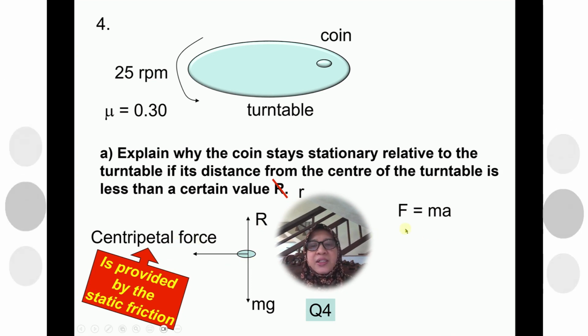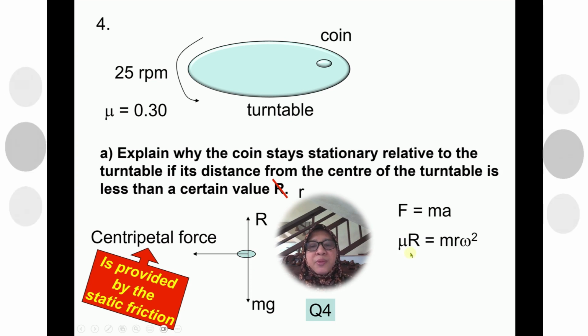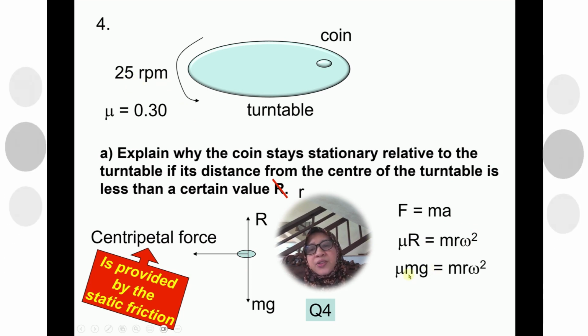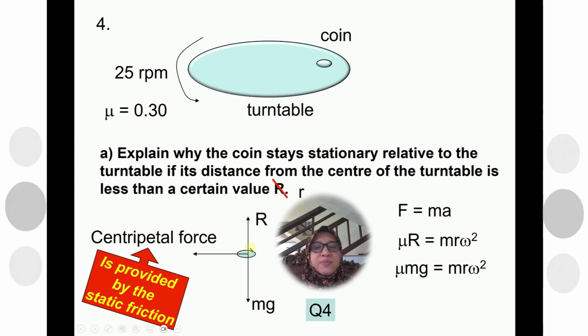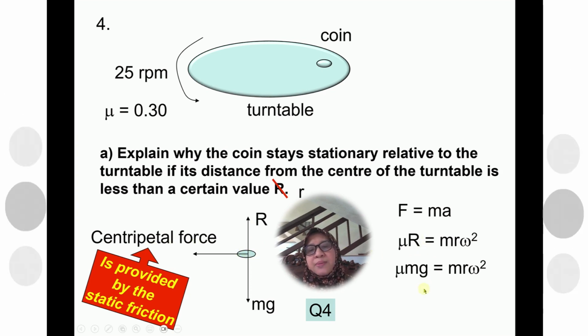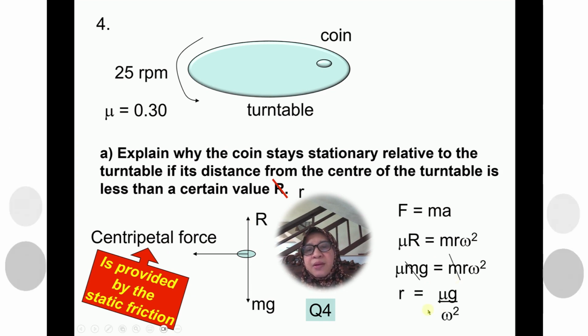So the static friction will be equal to mu R, and for the centripetal force we use m r omega squared, because the angular velocity is given as 25 revolutions per minute. R is equal to mg because the coin doesn't fly, so it remains in horizontal circular motion. We cancel the m and arrange the equation, so r equals mu g over omega squared.